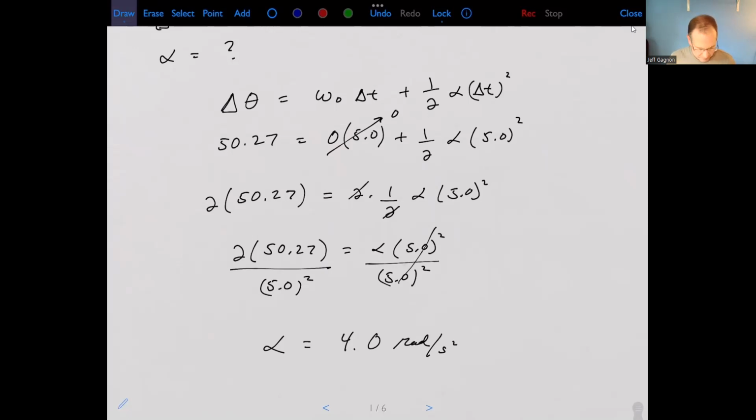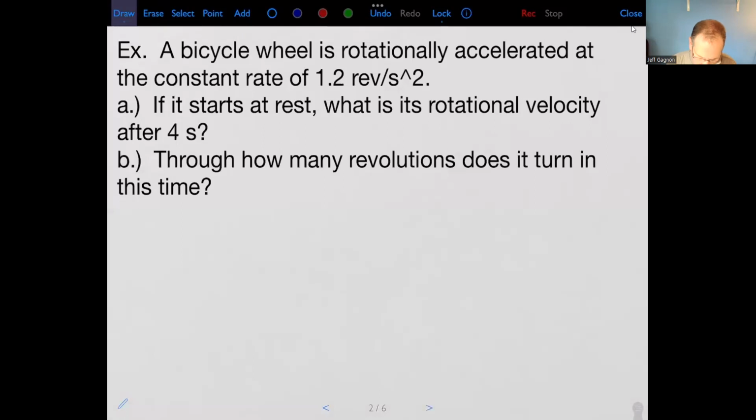Okay, another problem. In this problem, you're told a bicycle wheel is rotationally accelerated at the constant rate of 1.2 revolutions per second squared. If it starts at rest, what is its rotational velocity after 4 seconds? And through how many revolutions does it turn in this time, in the 4 seconds?